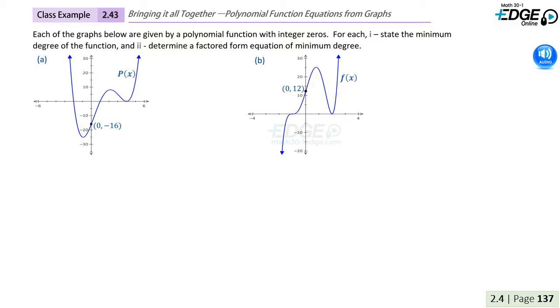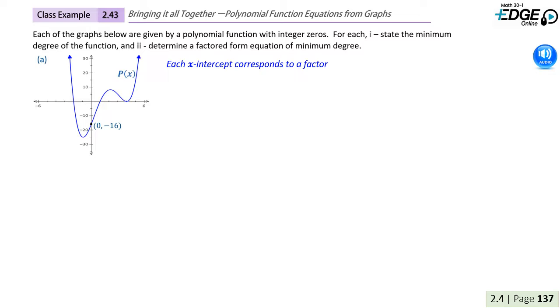Class example 2.43 is a richer example of class example 2.41, and perhaps one of the more fun problems in polynomials. Here we're given a graph. We're told that the zeros are integer values, and we're asked to state the minimum degree of the function and determine the factored form equation of minimum degree.